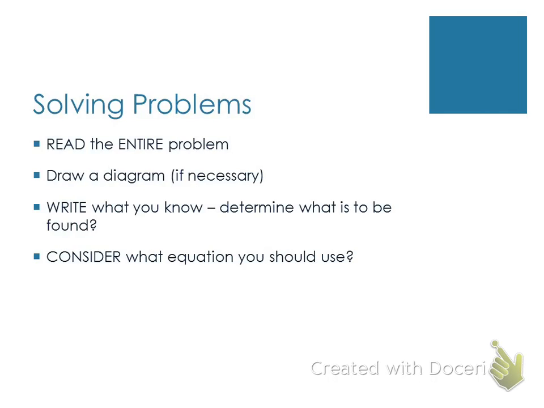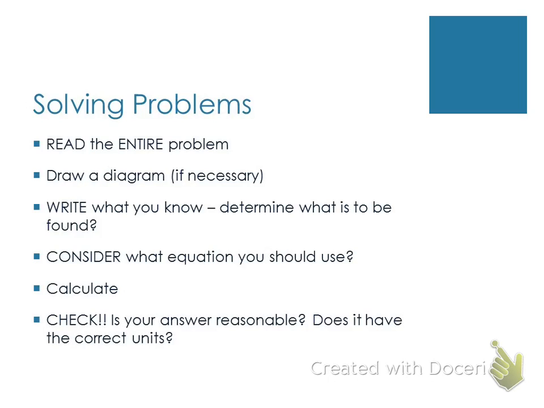Right, what you know, that's putting that list of our variables in the margin. Consider what equation we should use, see what you have, see what you don't have, which equation matches those things. Calculate, and then check to make sure that your answer is reasonable. Does it have the correct units? Here, if you give me a variable without units, it'll be incorrect. You have to give me those units that go with it, okay?